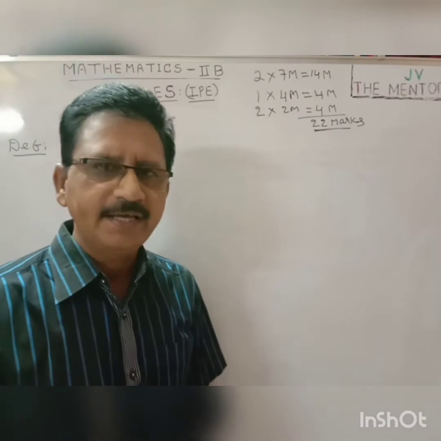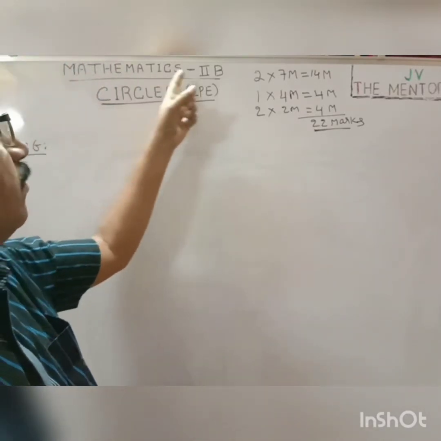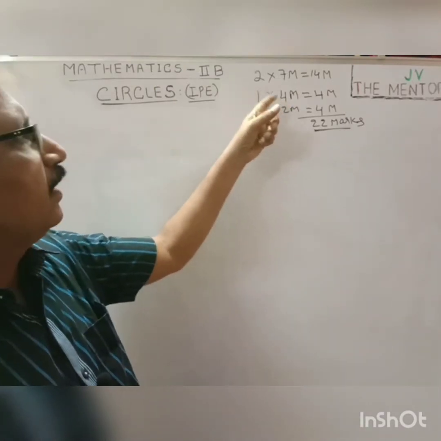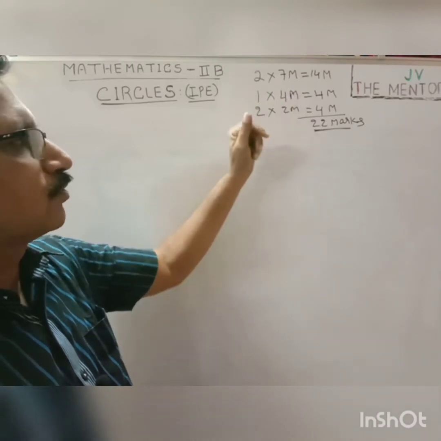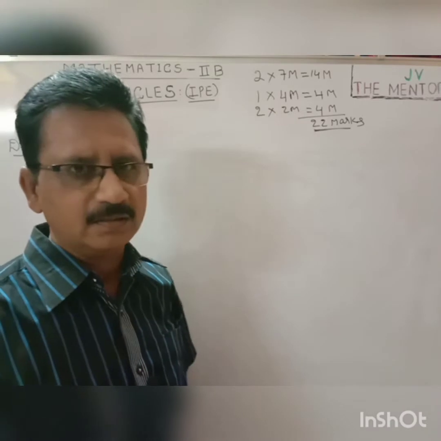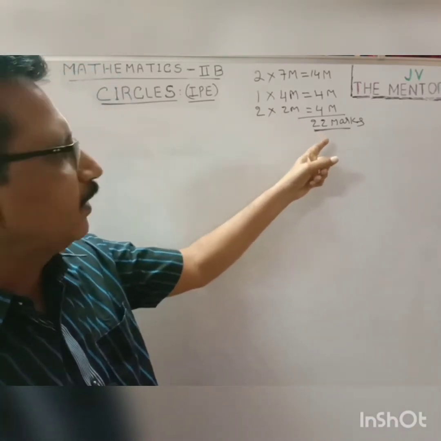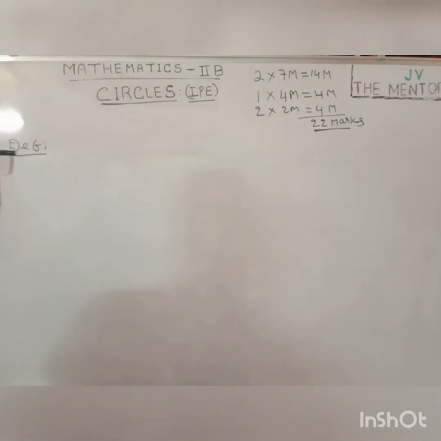Today I will teach the topic circles in second year mathematics 2B. In IPE, two 7-mark questions, one 4-mark question and one 2-mark question occur. The total weightage of marks from this topic is 22 marks. Okay, now the definition of a circle.